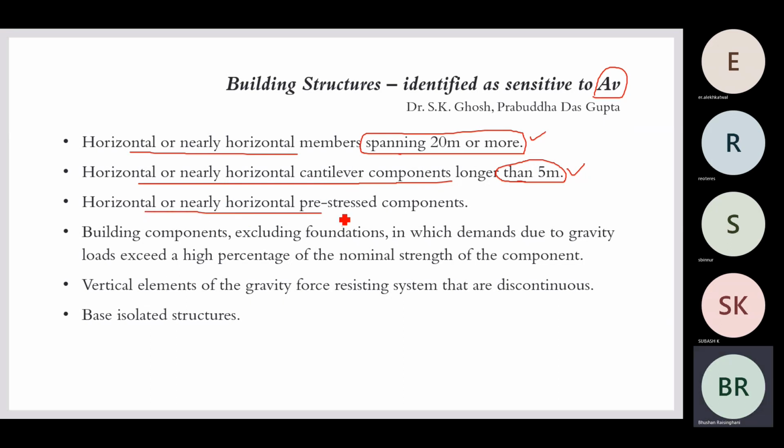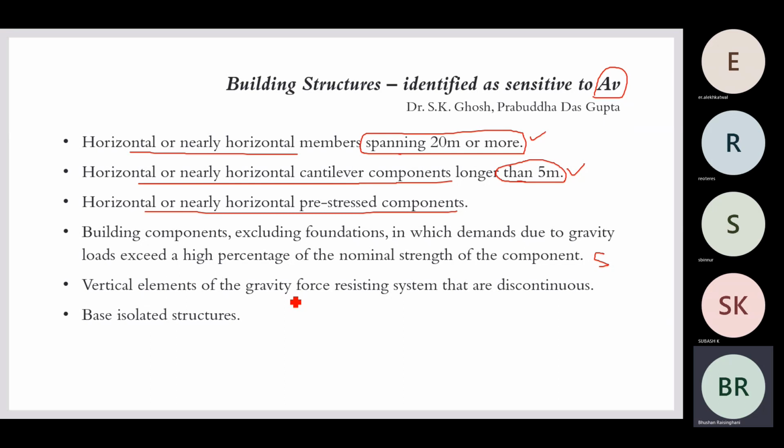Horizontal or nearly horizontal pre-stressed components. So all pre-stressed components are sensitive to vertical earthquake. Then building components, excluding foundations, in which demands due to gravity load exceed a high percent of the nominal strength of the component, so that are shear critical. Whatever components are of lesser depth and are shear critical, okay, all that will have a higher oscillation under the vertical earthquake, and that should be included as sensitive to vertical acceleration.